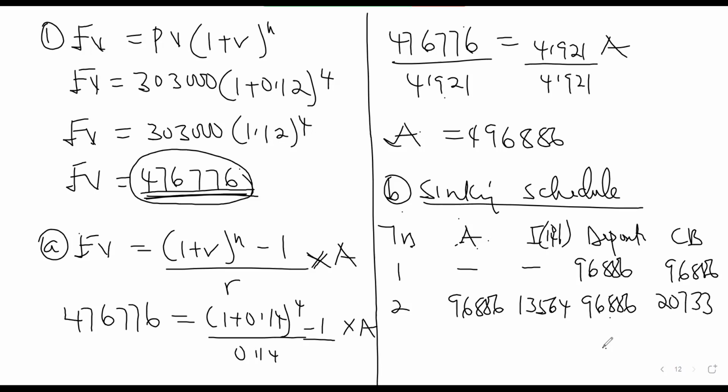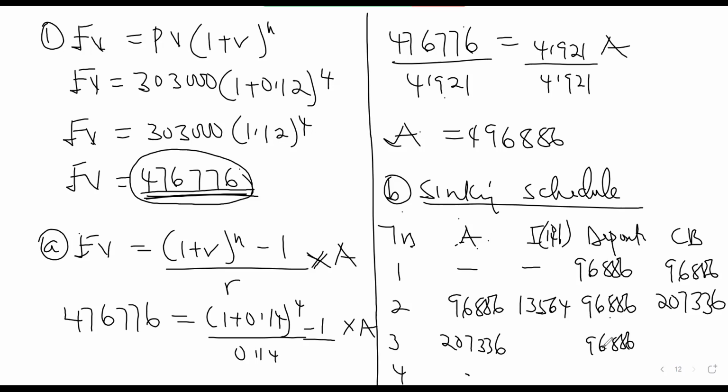Okay, so they say we should do it for only 2 years. If you like, you can add more. That 207,336 will be the opening balance, and that will now attract interest. Then you do the deposit of 96,886. Then the closing balance will come, and you do it like that. That's how we do the sinking fund.